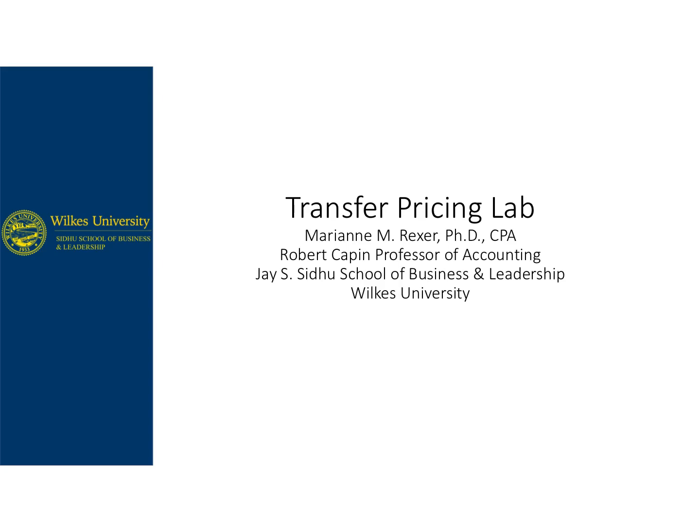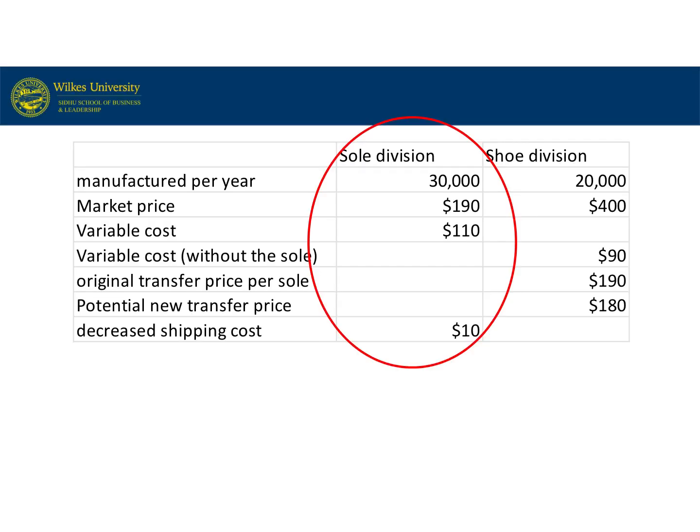This is the lab for transfer pricing. For this example, our company has two divisions, the sole division and the shoe division. The sole division supplies the soles used by the shoe division to make its shoes.